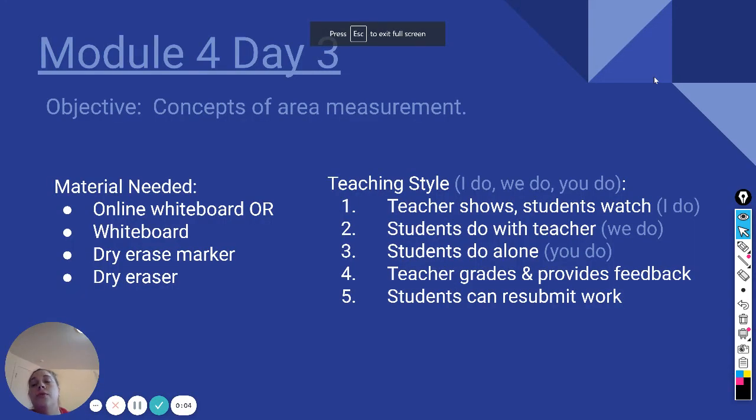Today we're doing Module 4, Day 3. The objective is concepts of area measurement. The materials needed for today are your online whiteboard, or your whiteboard, dry erase marker, and dry eraser. And the teaching style we're going to follow is where I do it, we do it together, and you do it on your own.